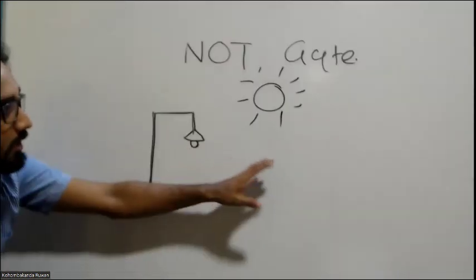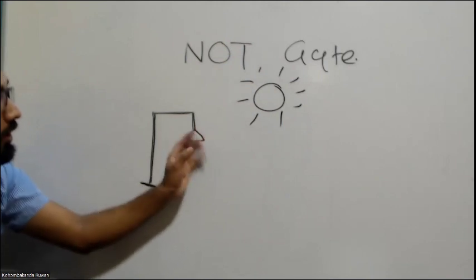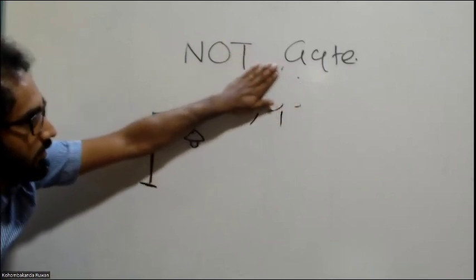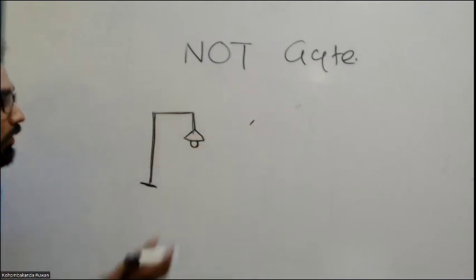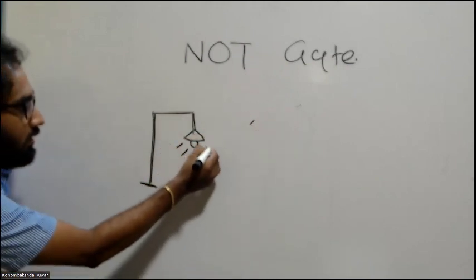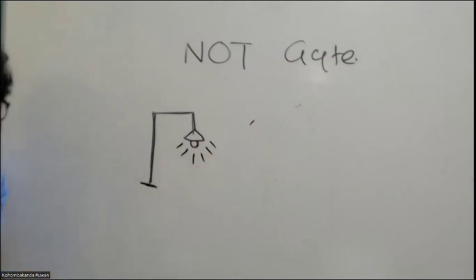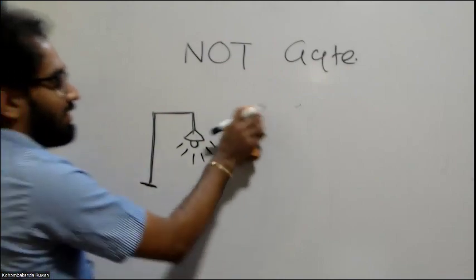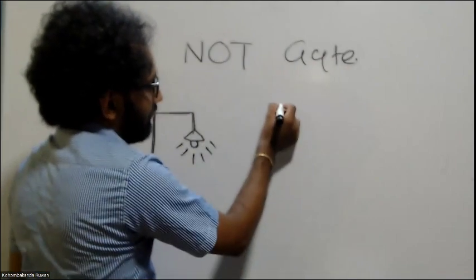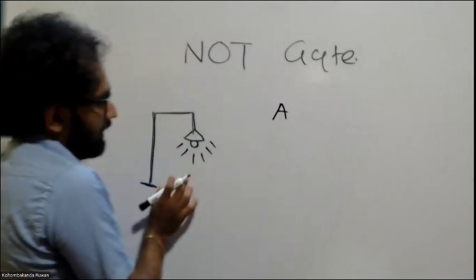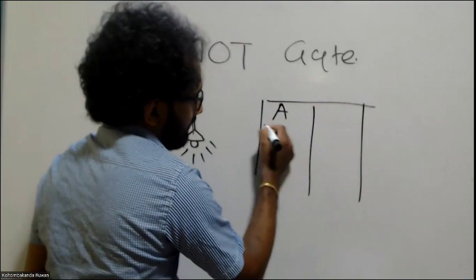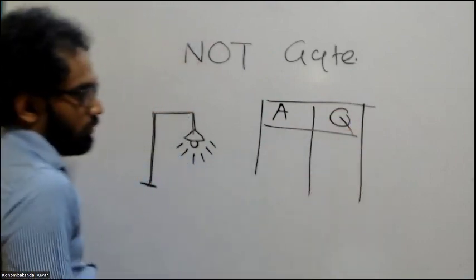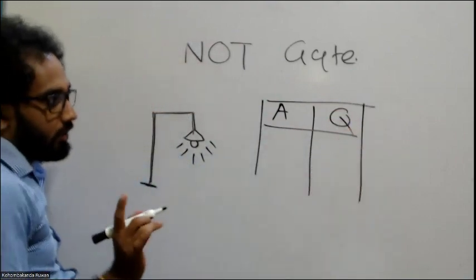When the sun is rising, we have to switch off this one. When the sun is setting, it turns on automatically. We have to switch this on, right? Assume that our input is A and the output is Q. One scenario here.